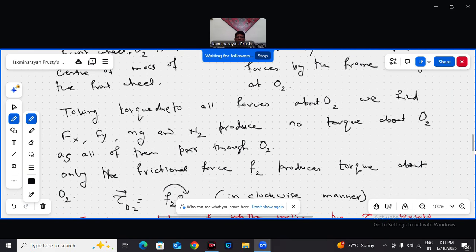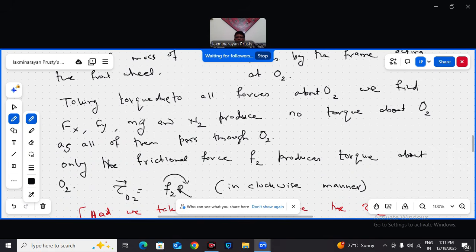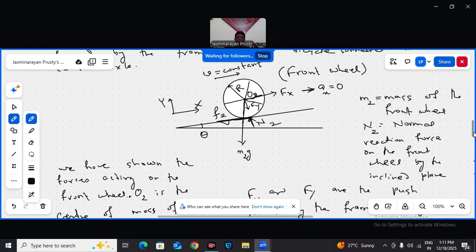So taking torque about O2 due to all the forces, we find Fx, Fy, M2G, I have taken M2, so I better write M2G, and N2, they produce no torque about O2. Why? As all of them pass through O2. Very simple. This is a basic concept of torque: if a force passes through a point, it cannot produce any torque about that point.